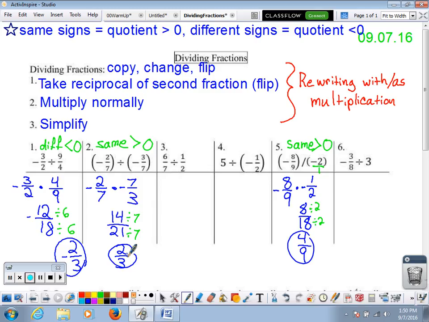Okay? So, to divide fractions, first, we need to look at positive versus negative. Then, we need to look at rewriting using multiplication, which means not only do we change that division sign to a multiplication sign, but we also are going to take the reciprocal of that second fraction. Then we can multiply straight across, then we can reduce.